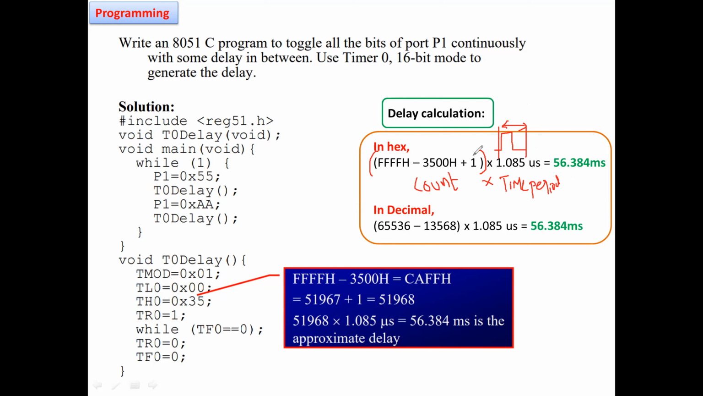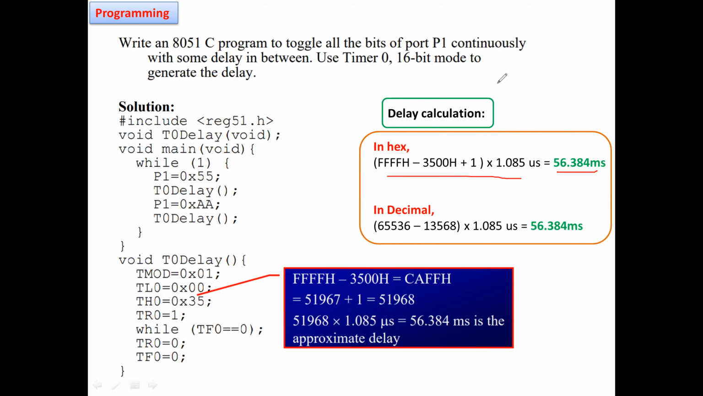This is all about the input side. So this time period into the count, how many counts, will give you your delay time. In the question, if they have given the delay equal to some value, you can easily find the count with your formula.